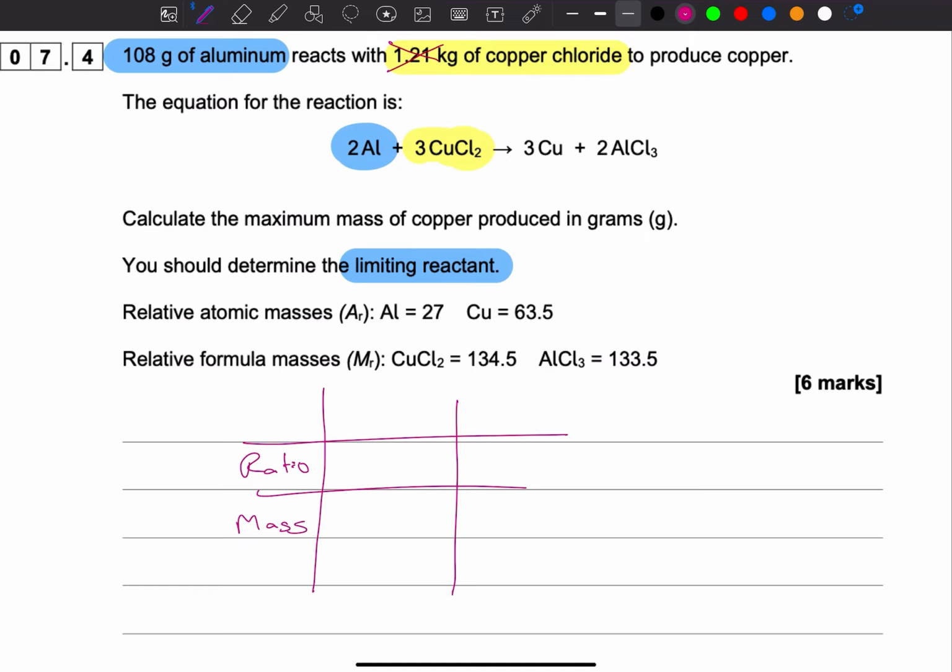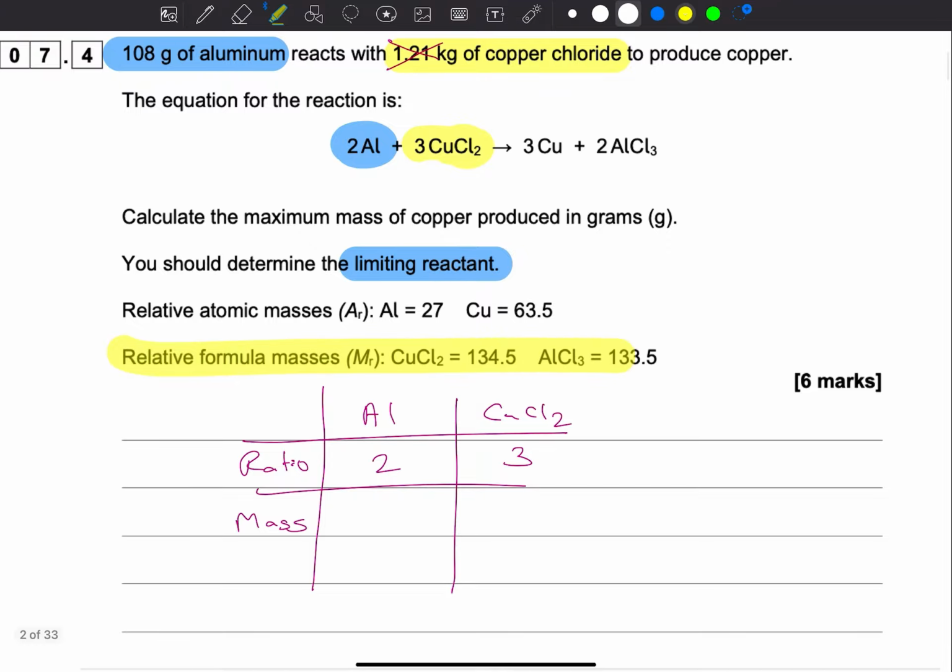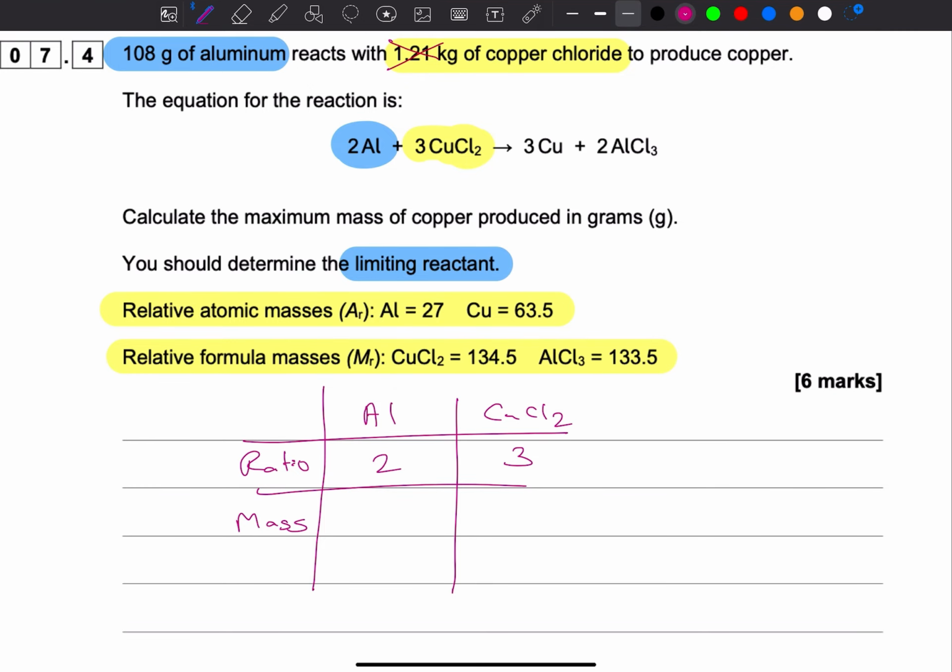Aluminium is given as Al, the ratio number is 2, and copper chloride, CuCl2, is 3. The relative formula mass and atomic mass are already given, so I do not need to work them out. The mass of aluminium is 108 grams, divided by 27, which gives you 4. To go from 2 to 3, you times it by 1.5, so 4 times 1.5 makes it 6.